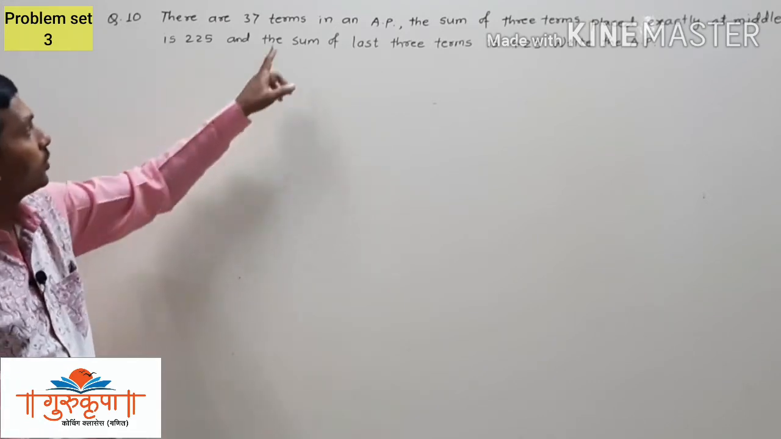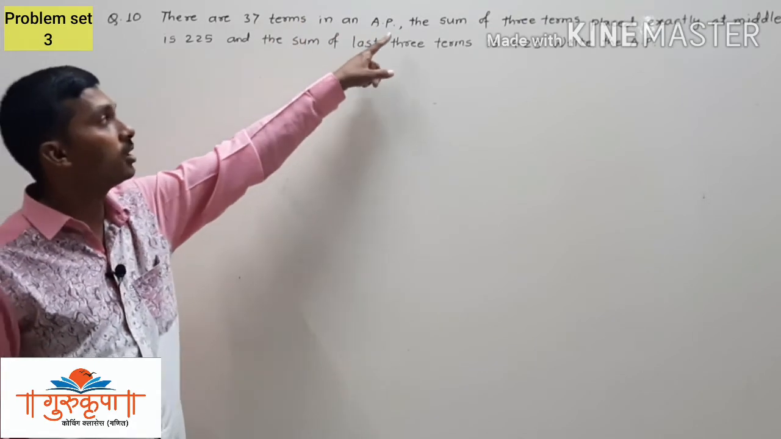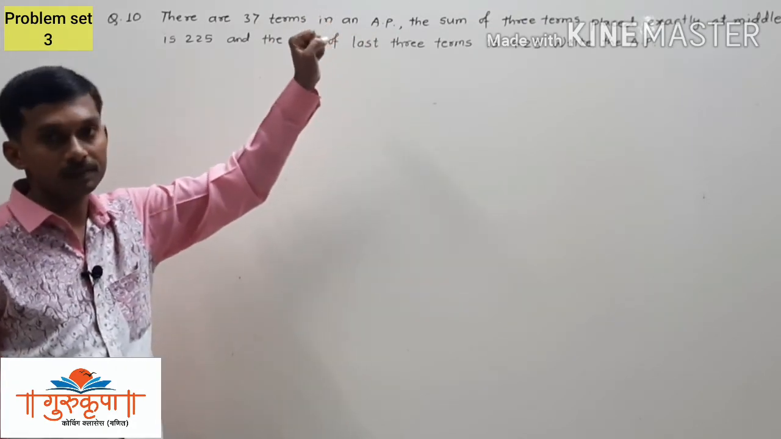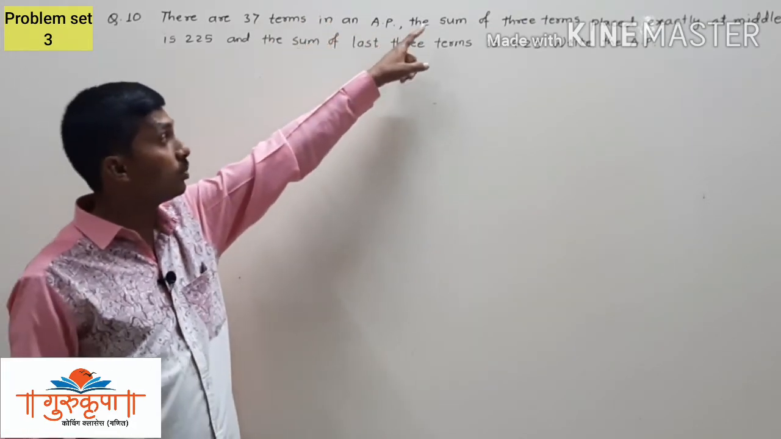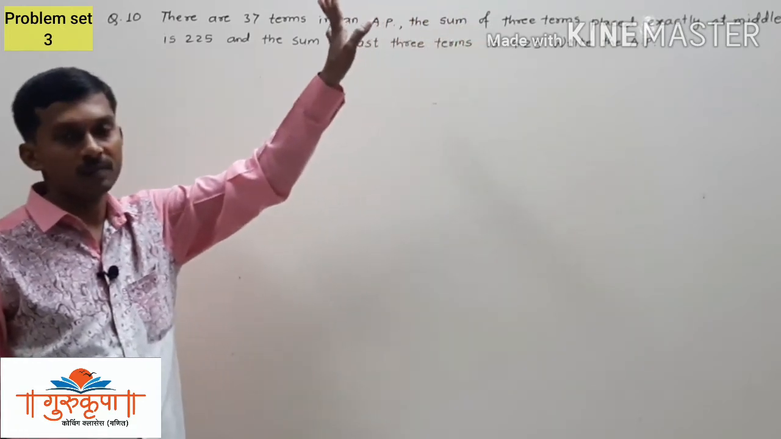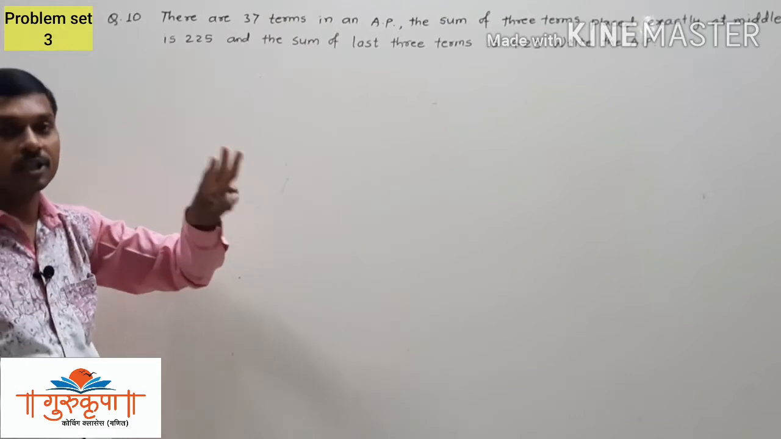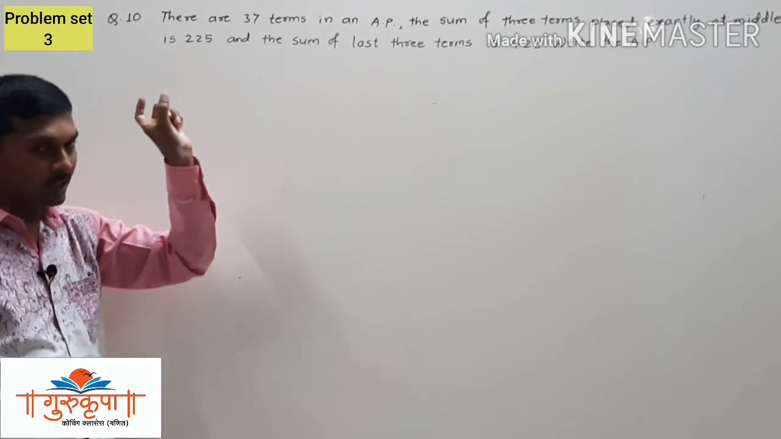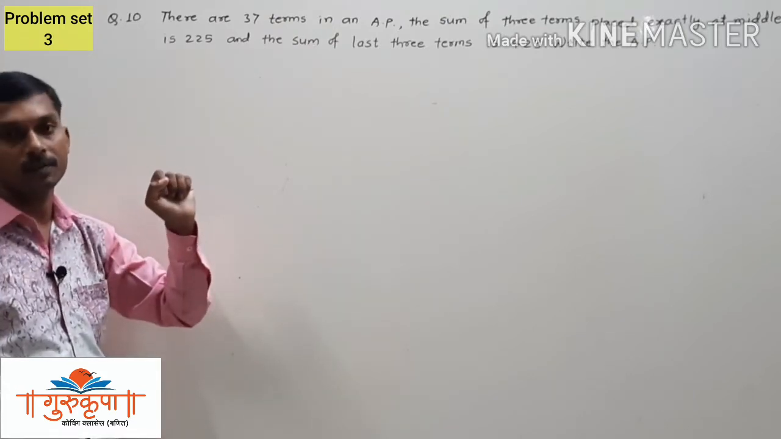So here from the first information we will get a linear equation in two variables. That is the sum of the three terms placed exactly at middle. The sum of the three terms which are placed exactly at the middle of the AP.